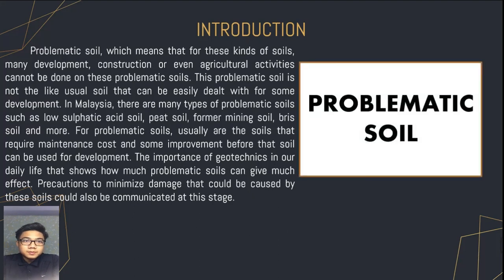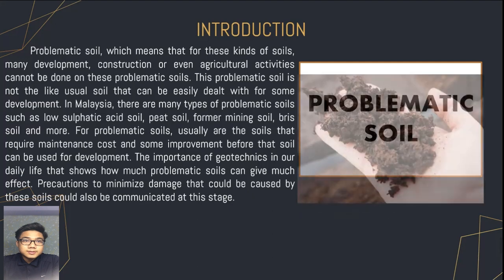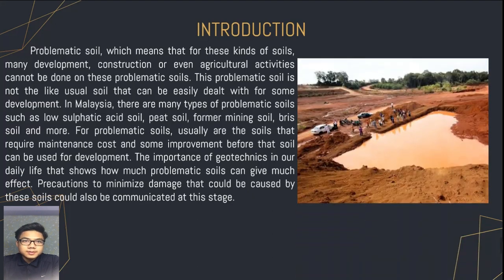Next is problematic soil, which means that for this kind of soil, development, construction, or even agricultural activities cannot easily be done. In Malaysia, there are many types of problematic soil, such as acid sulfate soil, peat soil, ex-mining soil, laterite soil, and many more. Usually, problematic soil needs maintenance costs and some improvement before it can be used for any purpose.